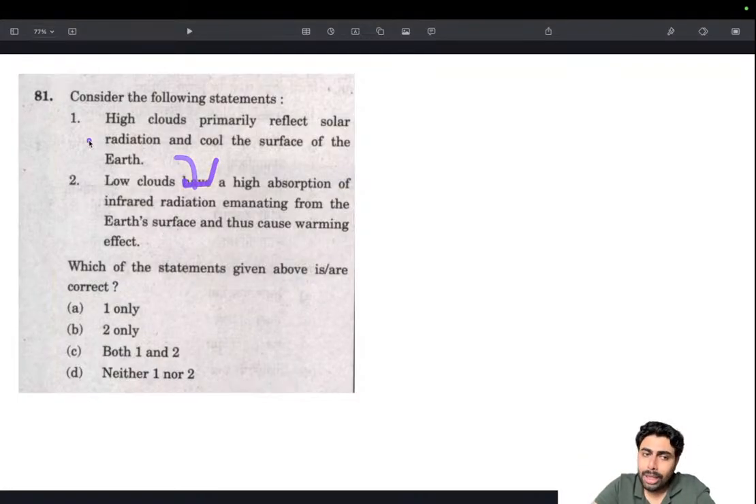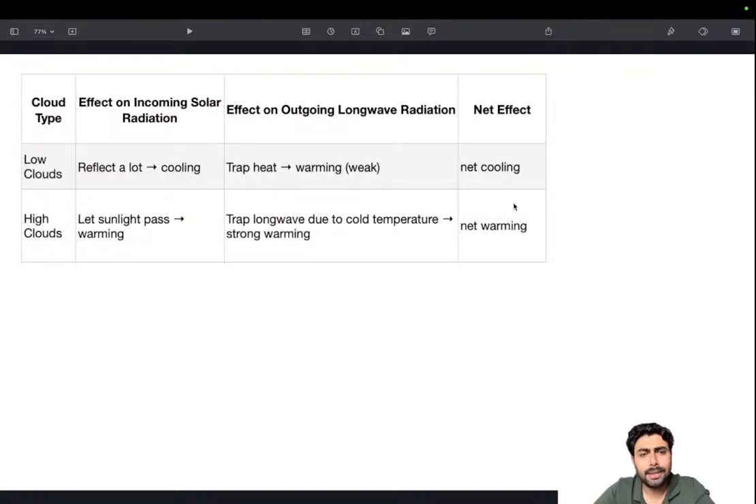You could eliminate this based on logic, but this requires fact. So for high clouds and low clouds, you need to know what they do. So it's basically interchanged, and the answer is D. If you're still confused, it's a very easy topic. I've made a table so that you can easily understand. Only these 4 columns and 2 rows, and you're done.